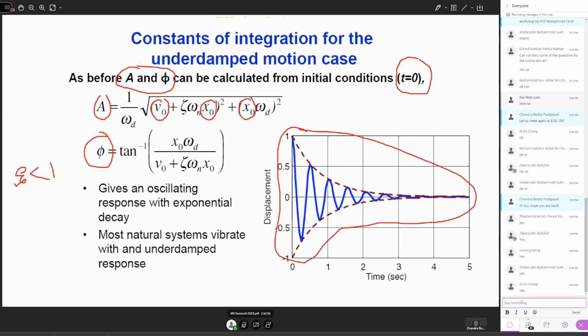So natural vibration is omega n, and then the damped natural vibration is omega d. So there's a relationship between these two. So omega d can be written as omega n into square root of 1 minus eta square.